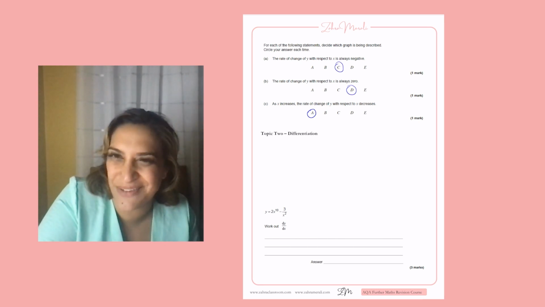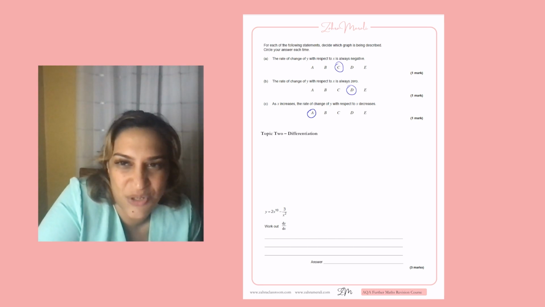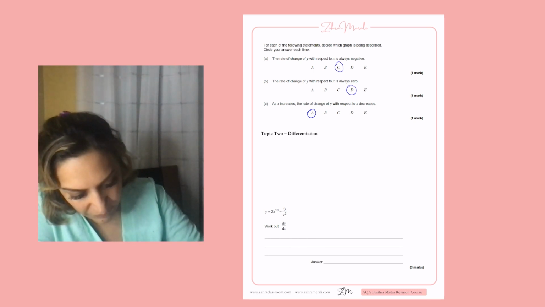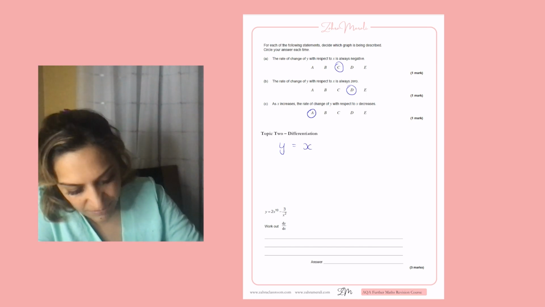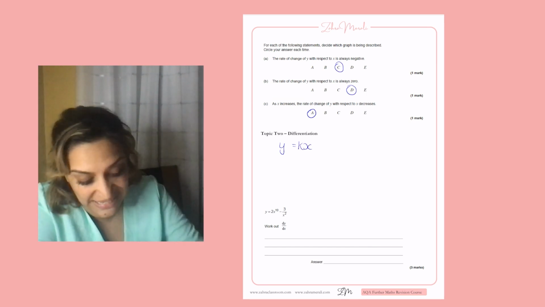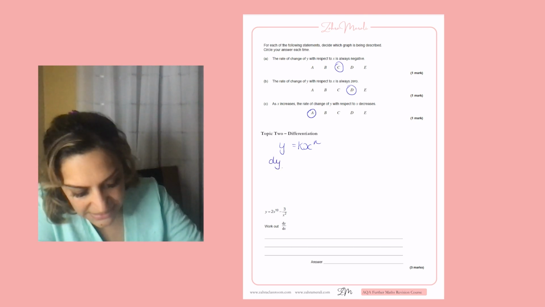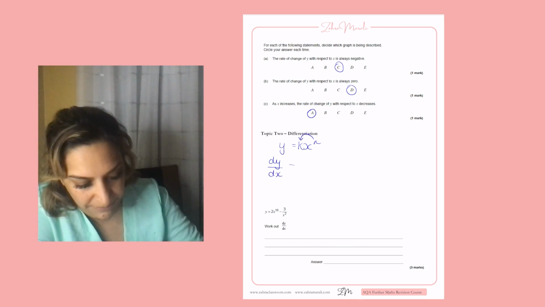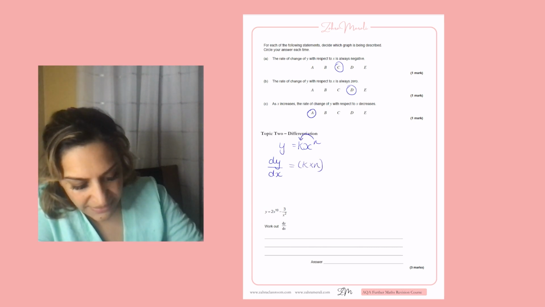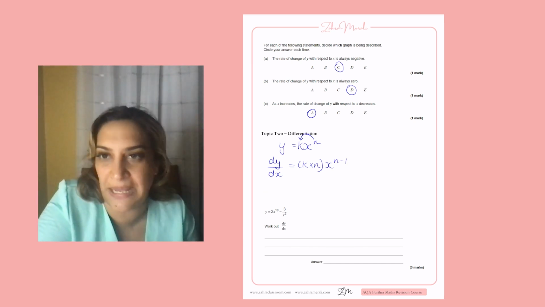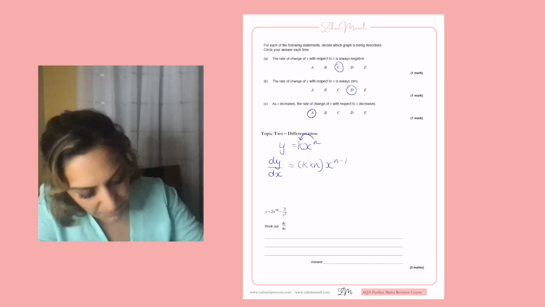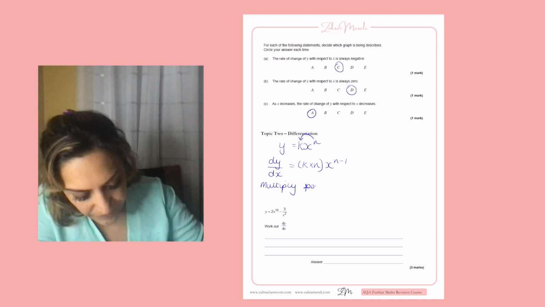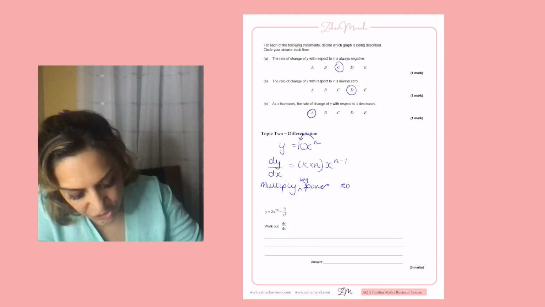Right, next bit is differentiation. And this is quite a nice topic because all you do, when you have something to differentiate, so you'll have y equals, let's put a number in front, k x to the n, dy dx, all you do is you bring that power down and multiply by it, and then you take 1 away from the power. So you multiply by the power and you reduce the power by 1.